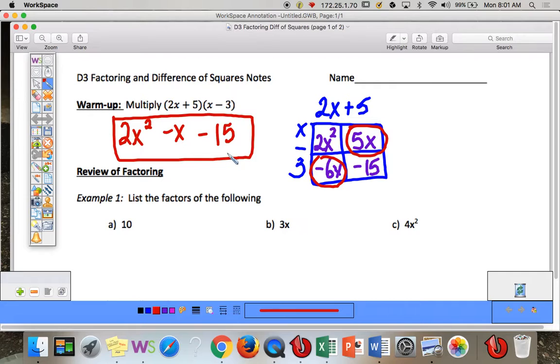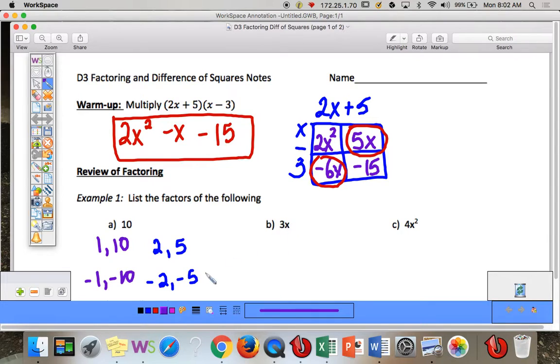So today we're going to review factoring. So the opposite. Factoring is when I give you an answer and I say, all right, what multiplies to that? So let's do some easier examples here. What are some factors of 10? What multiplies to 10? Well, we have 1 and 10. We have 2 and 5. Also the negatives work, negative 2 and negative 5, negative 1 and negative 10.